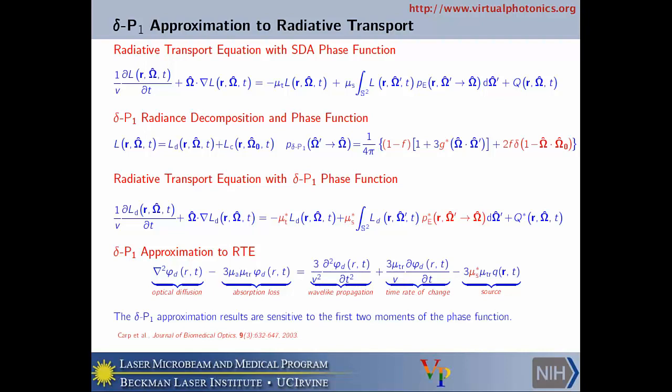So you won't get the same result using delta p1 if you use different values of g for the same value of mu s prime. Okay? And yet there's really no added computational complexity. The governing equation is the same, it's just the coefficients are different. Okay. Any questions about that?